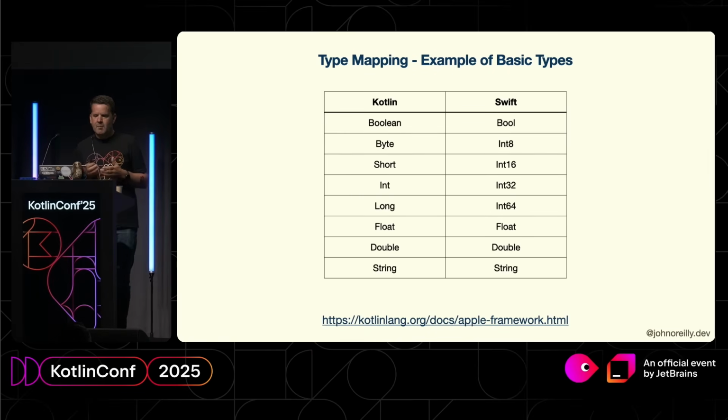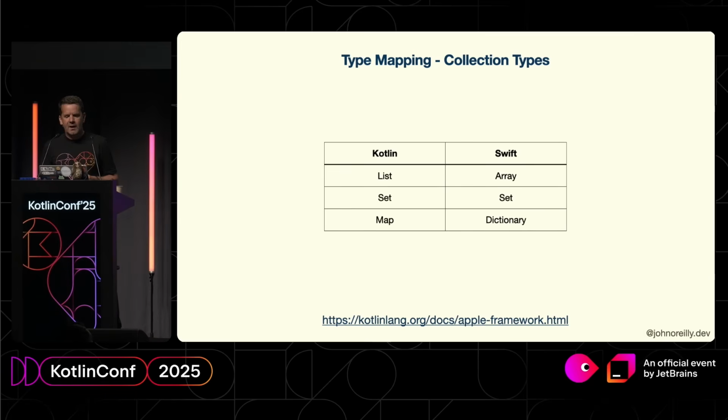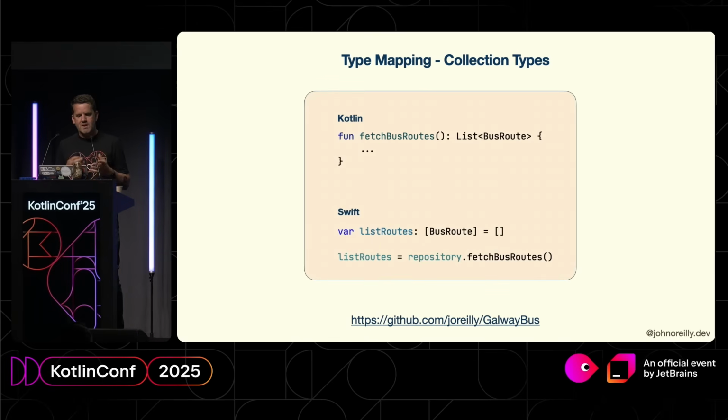Just showing here then the mappings for some of the basic types. Again, these map quite seamlessly. And lastly, some examples of collection types being mapped. Kotlin List to Swift Array, Set to Set, and Map to Dictionary. A small example then of calling KMP code that returns a Kotlin list, which can then be assigned directly to a Swift array. The mapping is a little less straightforward if you need, for example, to pass a collection from Swift to Kotlin, but there are ways to do that.